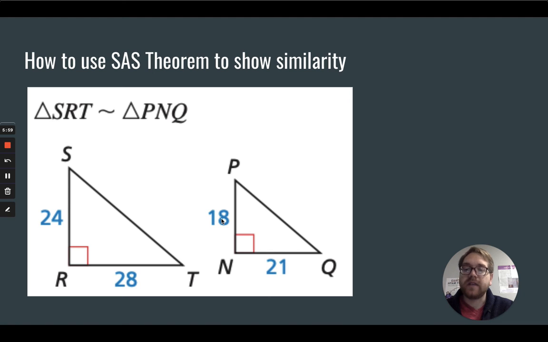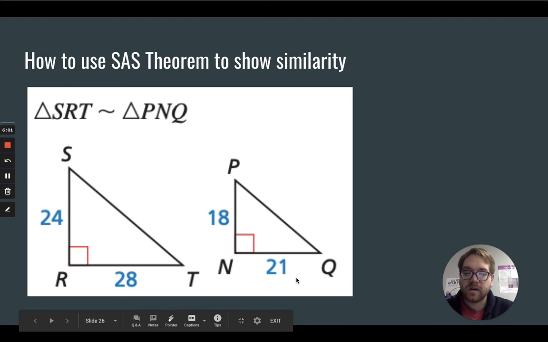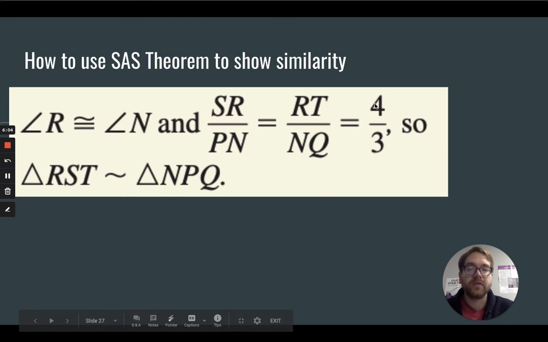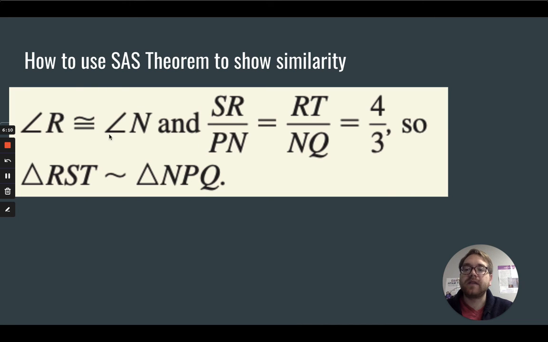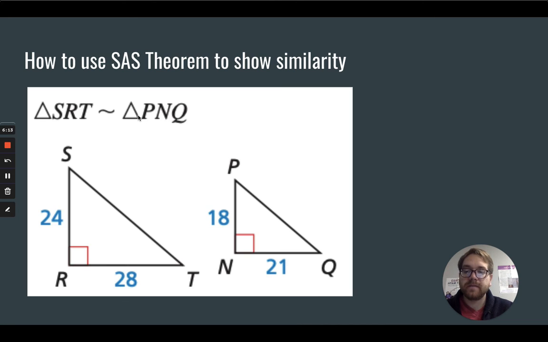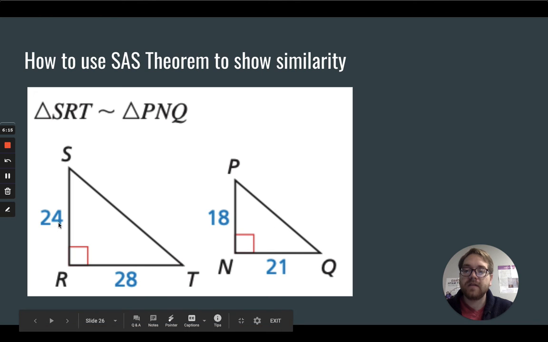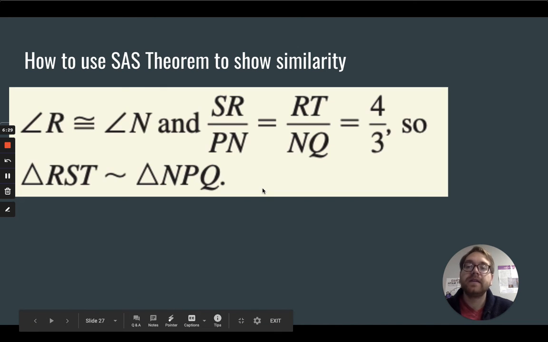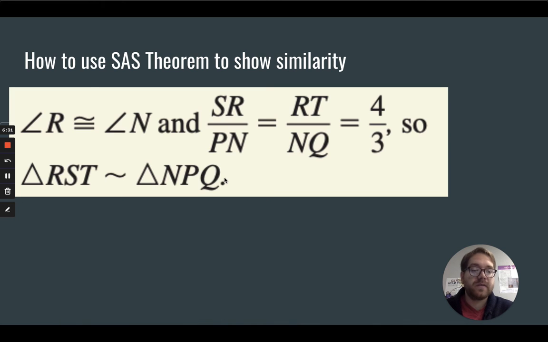So 24 over 18 and 28 over 21 all reduce to 4 over 3, and so they have the same ratio. And so we can say that these triangles are similar because their angles are congruent, R and N, and their two sides that are including those angles are proportional to each other. So we don't have to look at the third side, we don't have to look at any of the other angles. We have two sides and an angle that's included in there, and so the side angle side theorem says that these two triangles are going to be similar.